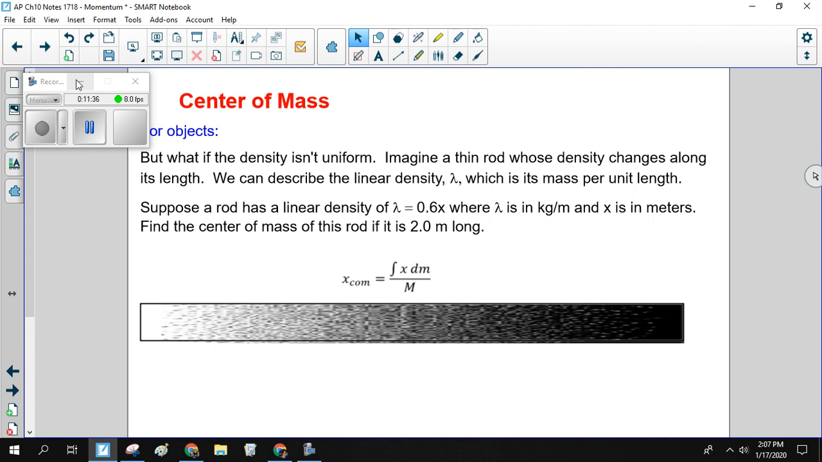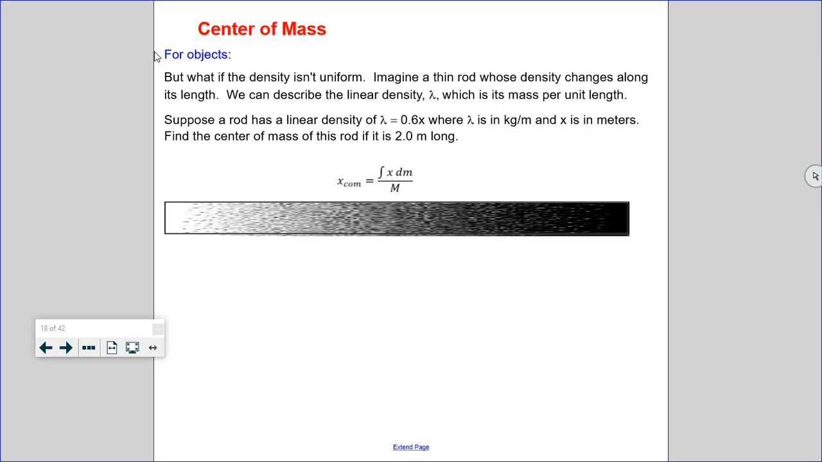So now, what if it is not uniform density? All right, so what I want you to do, and I've got this little graphic here down at the bottom, I want you to try to imagine a long, thin rod whose density changes along its length. All right, I've represented that here. Notice this end of the shading is really light.